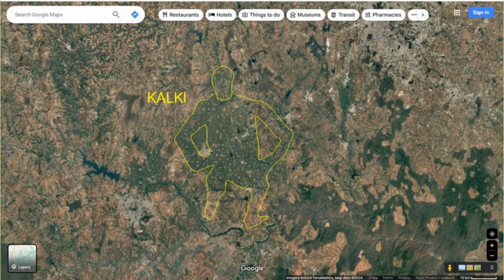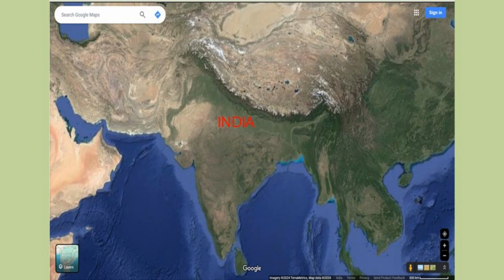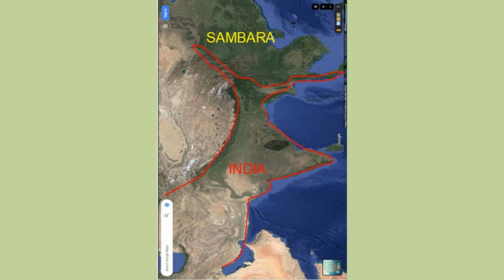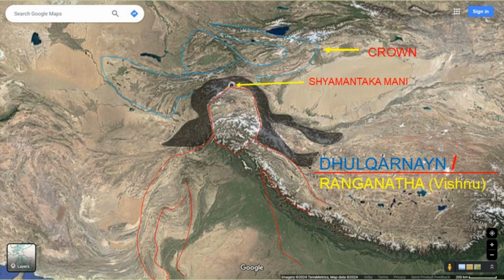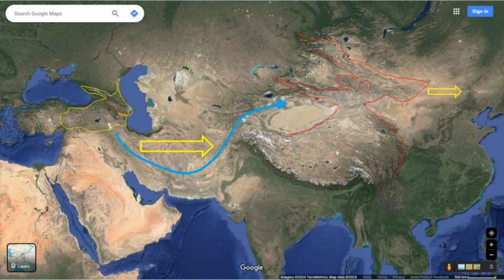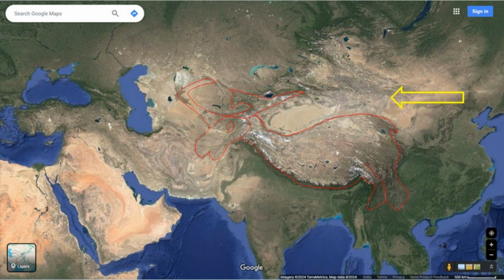Let me show you something very interesting. If you take a picture of India and rotate it by 90 degrees in an anti-clockwise direction, it resembles a Sambar deer which represents the Prophet Dulkarnain, who is none other than the Prophet Ranganatha, an avatar of Vishnu. The Sambar began its journey from West Asia and ran up to the eastern margins of China and then returned back to Central Asia, where it concluded its journey as shown in these slides.